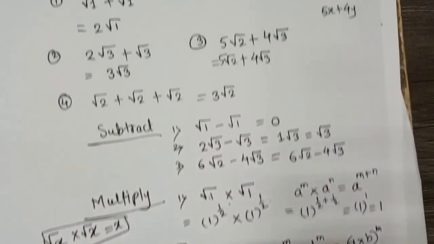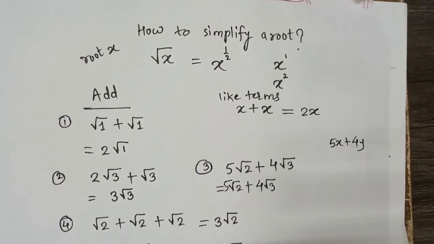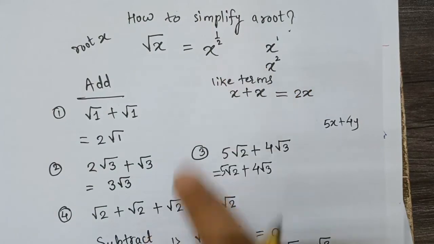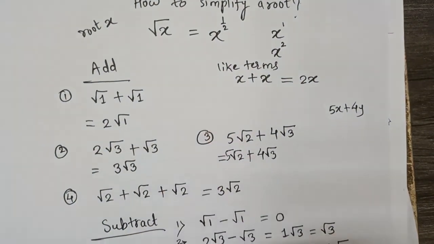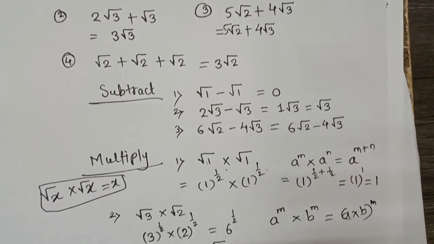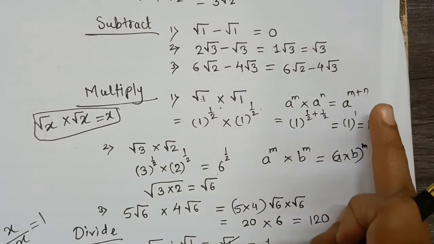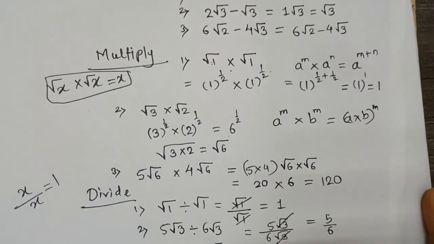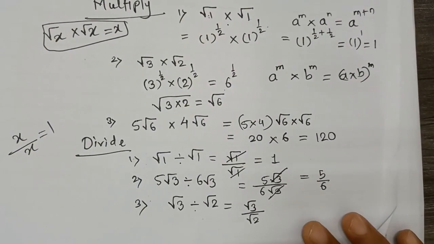So dear students, hope you have understood how to simplify roots. A root is nothing but a power 1 by 2. Addition is very basic like that. Subtraction. In multiplication you can go with the exponent rules. Take the root as a power 1 by 2, and you can follow the same for division also.